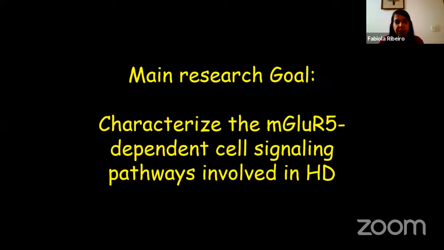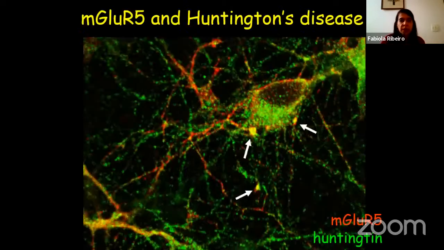So the data I'll show you today will be about characterization of the mGluR5-dependent cell signaling pathways that are involved in Huntington's disease. So why study mGluR5, or the metabotropic glutamate receptor 5? Well, this receptor is expressed in the main regions in the brain affected by HD, including striatum, cortex, hippocampus, and hypothalamus.